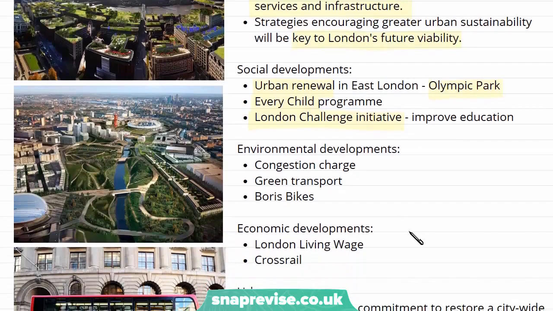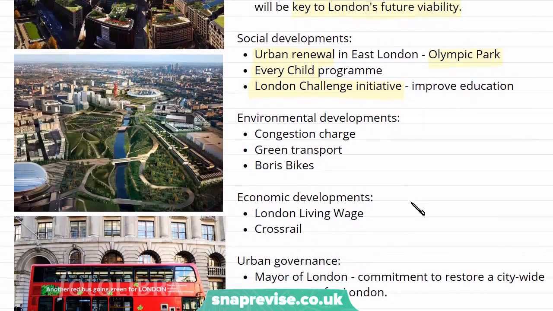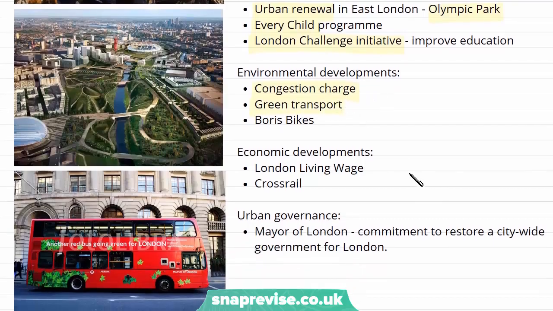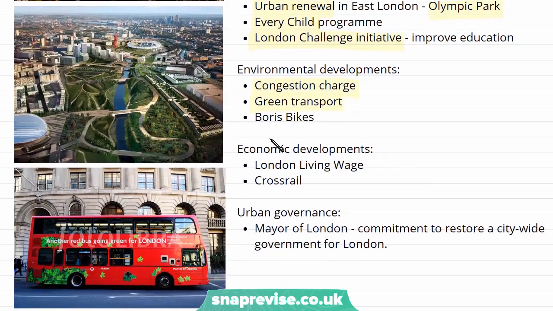Also, environmentally, there's been the introduction of the congestion charge to reduce the number of vehicles in central London, which will also reduce emissions. There's lots more green transport, such as the introduction of hybrid buses that we can see here, and also the introduction of Boris bikes, after the Mayor of London, Boris Johnson, who introduced a bike scheme where people can rent bikes in the City of London and simply pick them up and deposit them at docking stations.